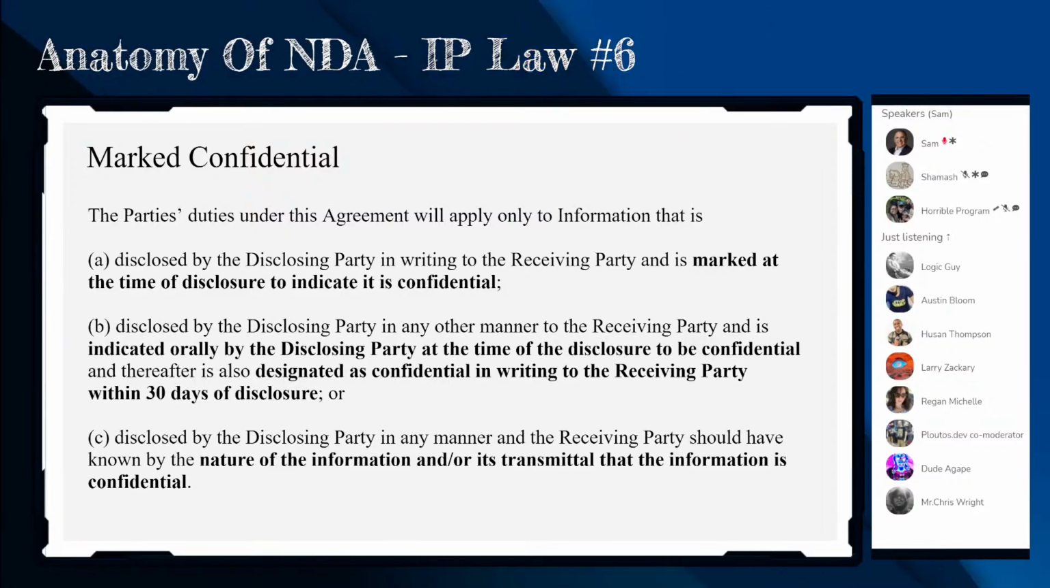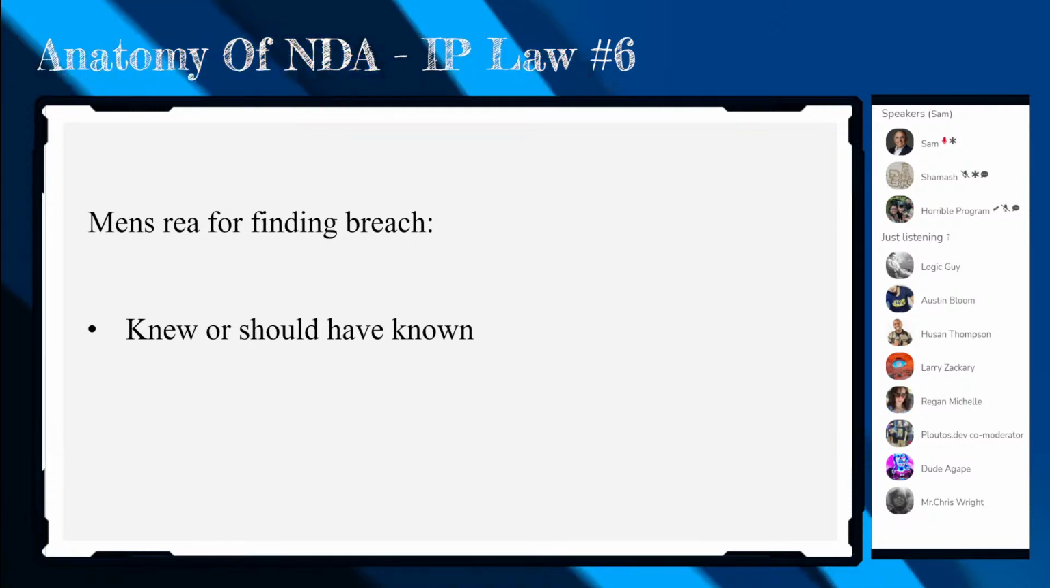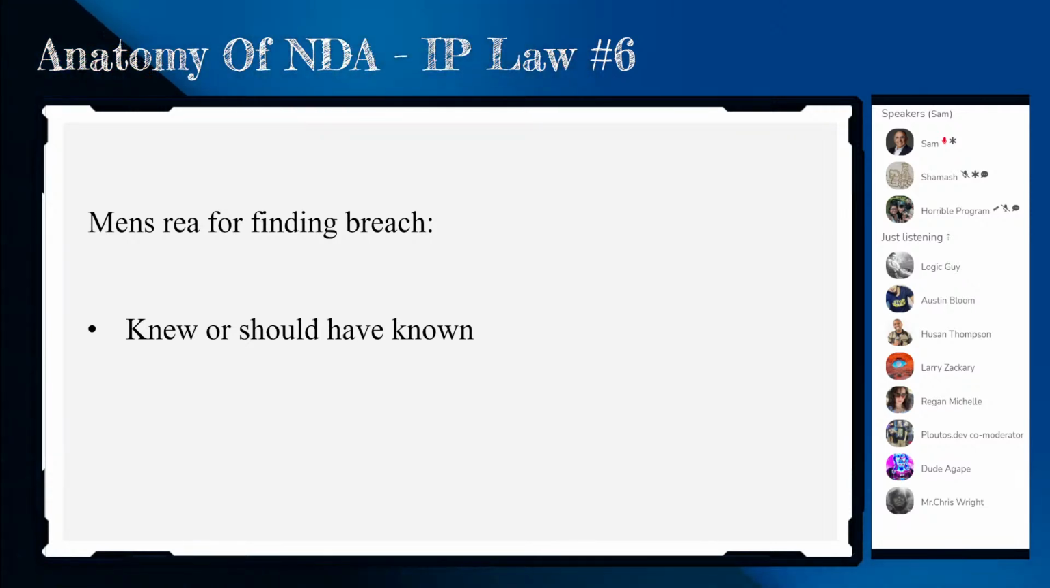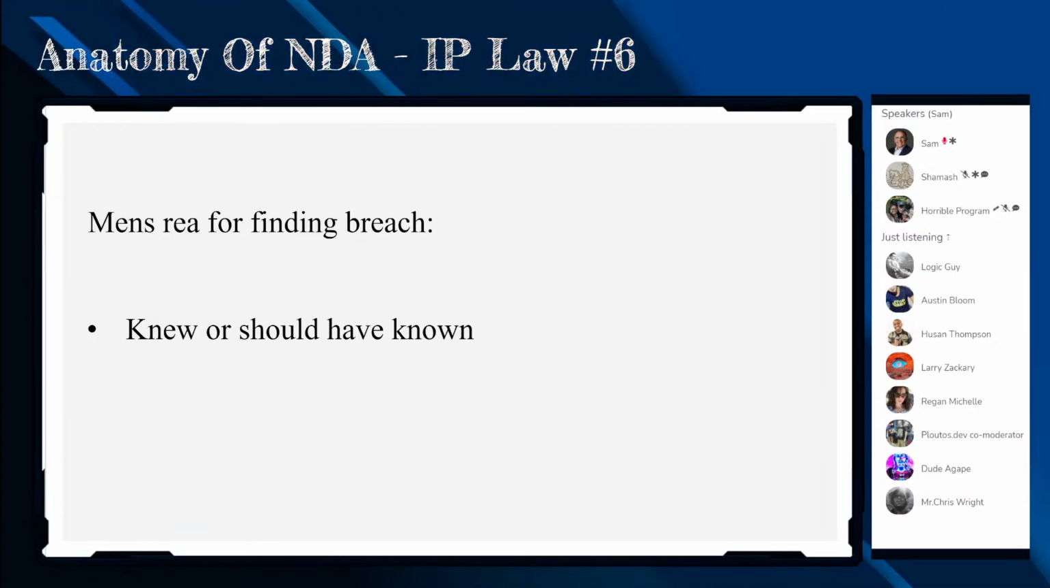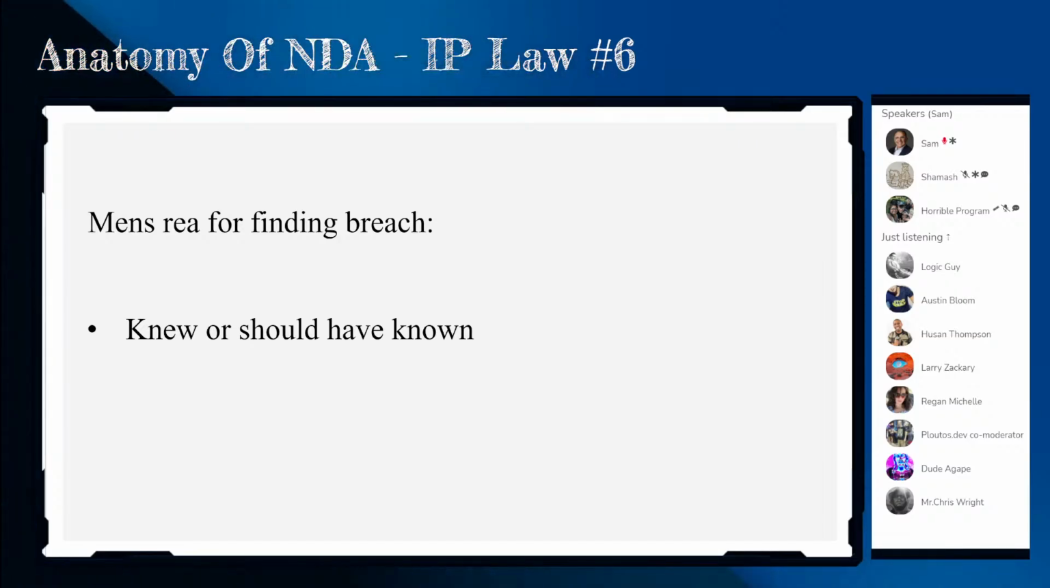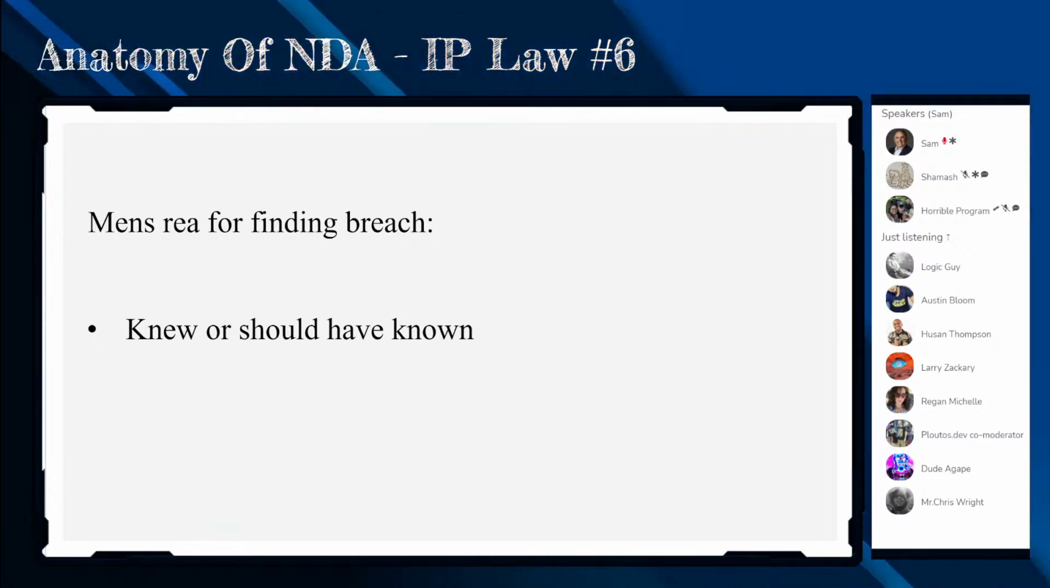So we go to slide 11. Remember last time we talked about mens rea, that you have to have sufficient state of mind for you to be found liable for something. So here the mens rea for finding a breach of this contract is you knew or you should have known that the information you're disclosing to a third party is confidential information of the disclosing party.